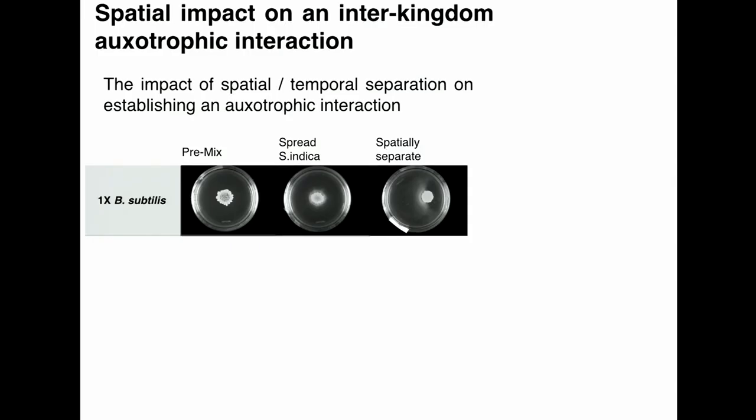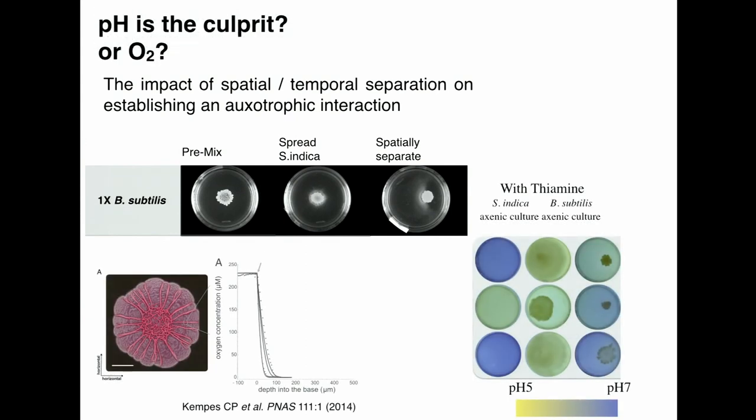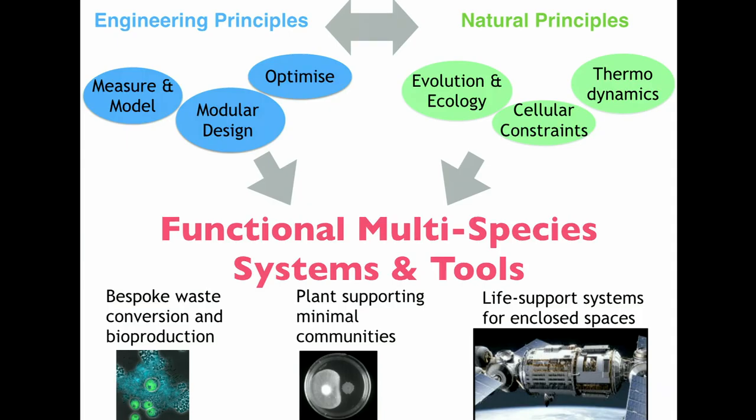But the latest thing we're finding here, which might be of interest to some, is that the system works if we spatially separate them on a plate, but if we premix them, it doesn't work. So somehow they're inhibiting each other, and the inhibition is dependent on space or time. If we temporally separate them, that still works. But if we don't temporally or spatially separate them, it doesn't work, and we don't know why at the moment. But we think it's either oxygen depletion or pH. But yeah, I'll stop there, and I apologize for running late a bit.